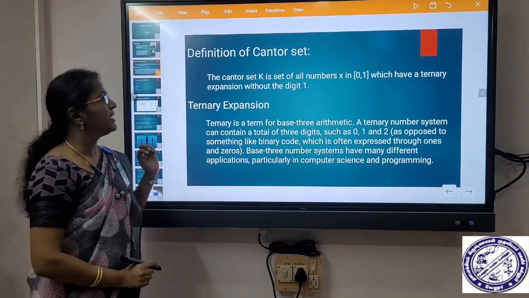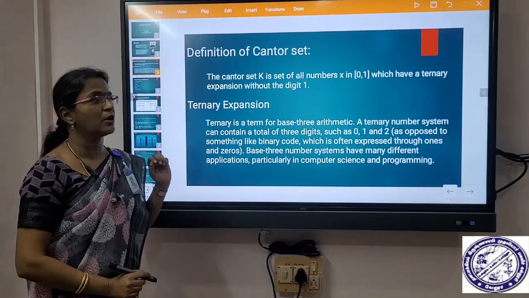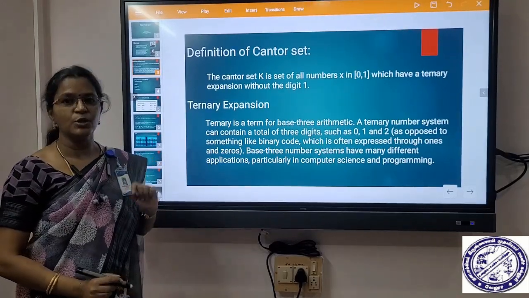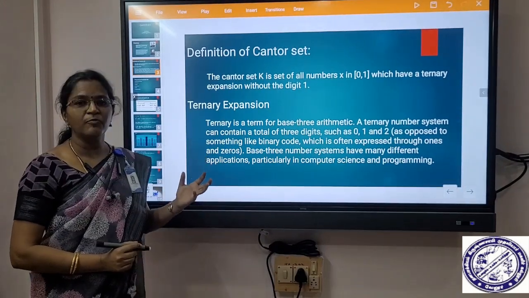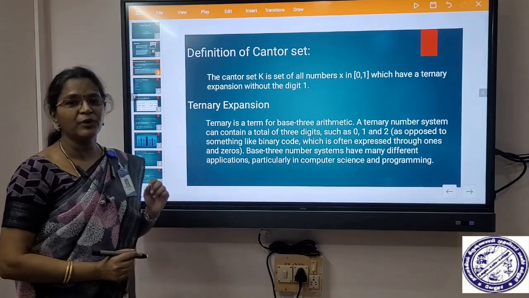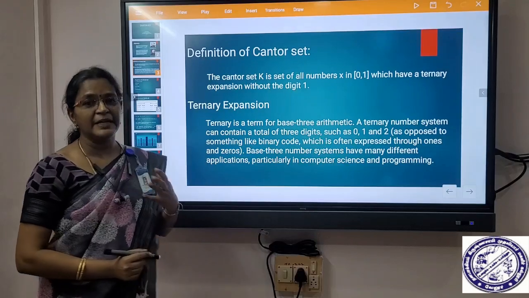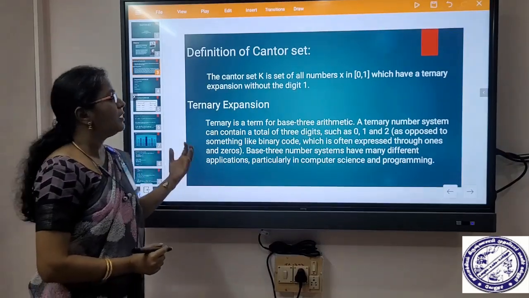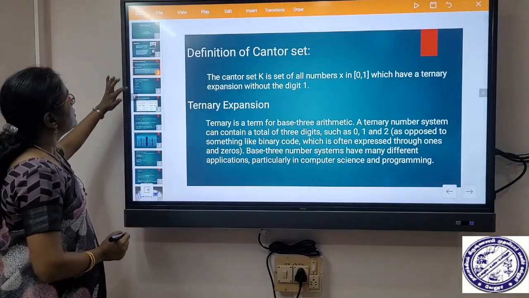Definition of Cantor set. The Cantor set K is the set of all numbers x in the closed interval [0, 1] which have a ternary expansion without the digit 1. So what is a ternary expansion? Ternary is a term of base 3 arithmetic. A ternary number system can contain only the digits 0, 1 and 2. It has many applications. One of the prominent applications is in computer science and programming.